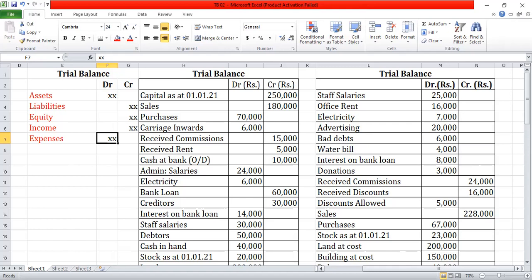Okay. Great. Then this is the end of the second session of the 11th competency. We will again meet next Monday with a new activity, which is targeting to prepare the trial balance of a business.